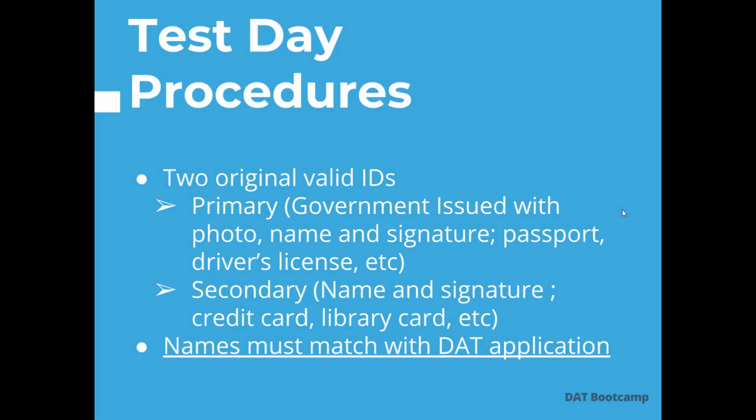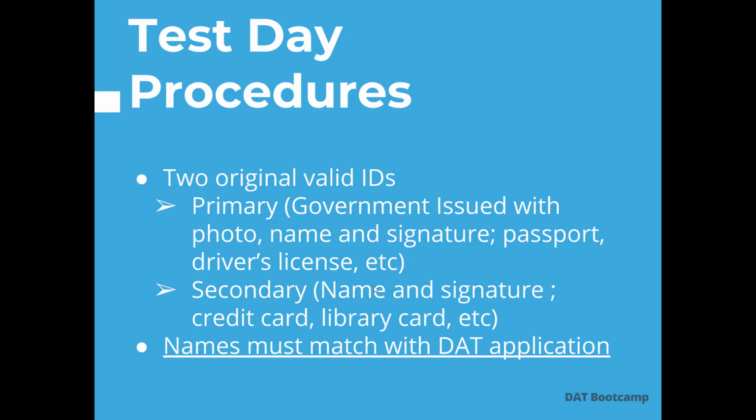So let's talk a little bit about the test day procedures. What happens on test day? You will be required to bring 2 original forms of valid ID. You'll have to bring either a primary and a secondary, or 2 primary IDs. A primary ID is essentially a government issued ID with your photo, your name, and your signature. Some examples of those will be your passport or your driver's license.